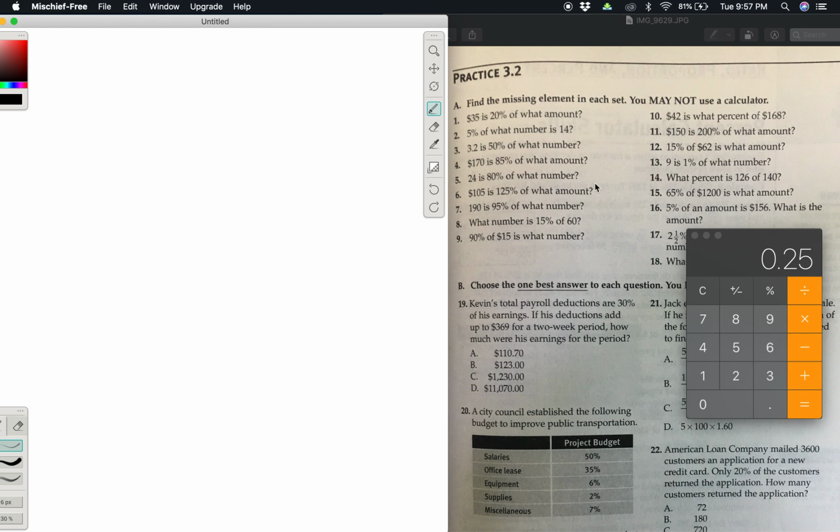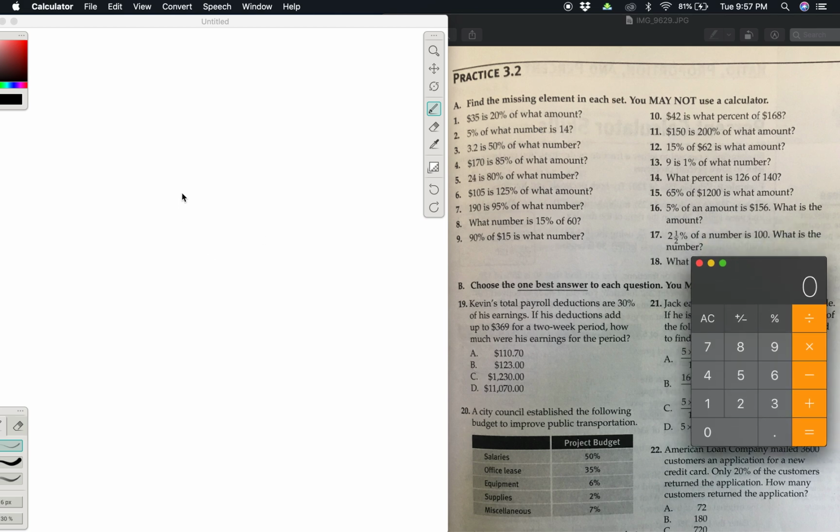Okay, so here we have number 11. 150 is 200% of what amount? So 150, we know it's equal to 200%. So we have the part here, which is equal to 200%. So we have the part and the rate. So 150 divided by, remember, 2 point. We don't actually need to write 00, because anything to the right of this decimal point will have no value whatsoever, particularly when you're doing it on the calculator.